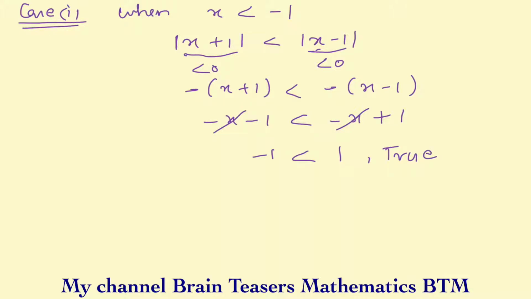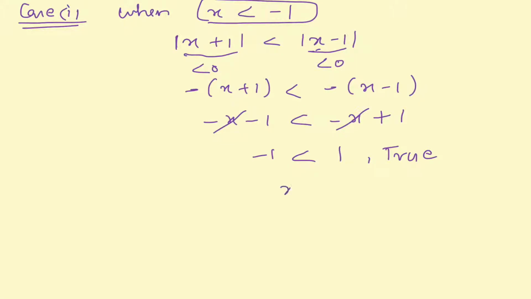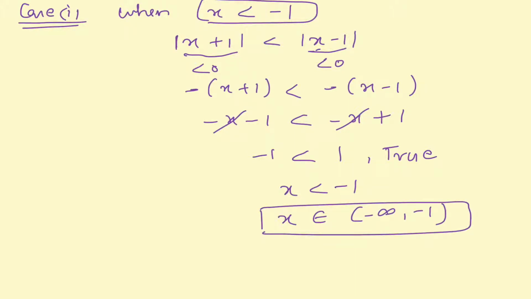So in this case the solution will be nothing but when x is less than minus 1. X is less than minus 1, that is nothing but x belongs to minus infinity to minus 1. So in this case this is the solution. So we'll have to combine. So we can call this the first case.